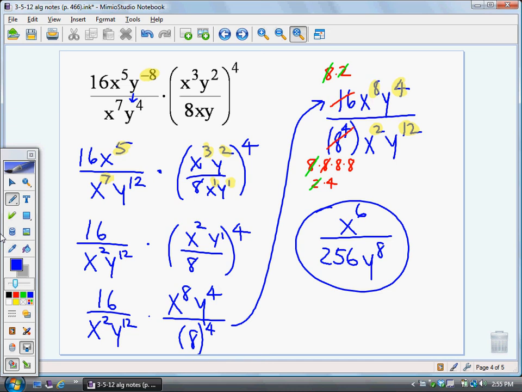So on that one, again, I'm still kind of simplifying each fraction and multiplying across. I started off by moving the denominator, or the exponent that was -8 rather, into the denominator. I found my like bases, my x's, my y's, simplified.